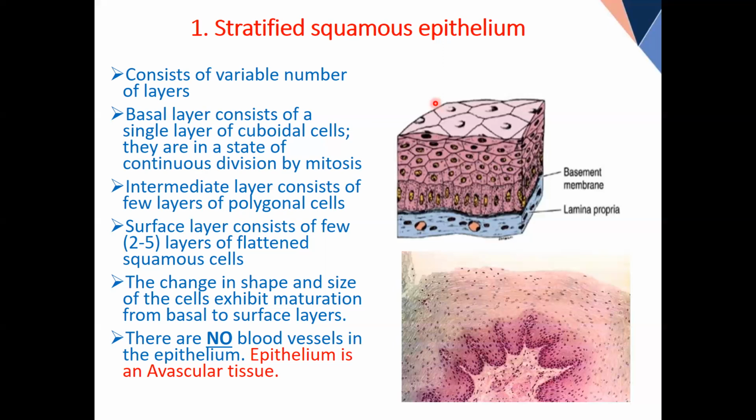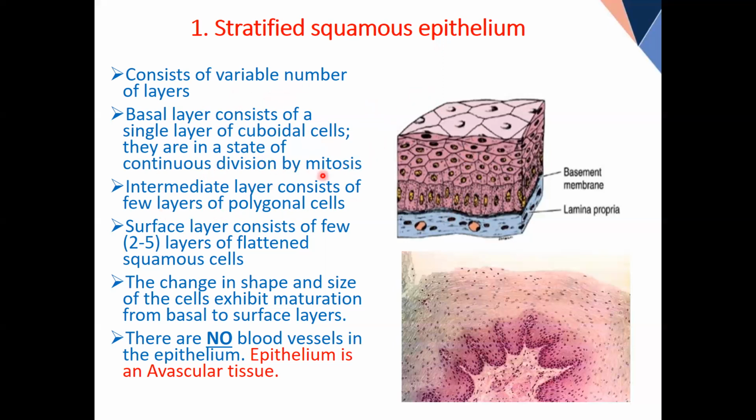So from below upwards is the process of maturation. All these cells in these layers are actually coming from here. They're not new cells. They are the product of the cells here. Details later on. It consists of a variable number of layers. The basal layer consists of a single layer of cuboidal cells. They are in a state of continuous division by mitosis.